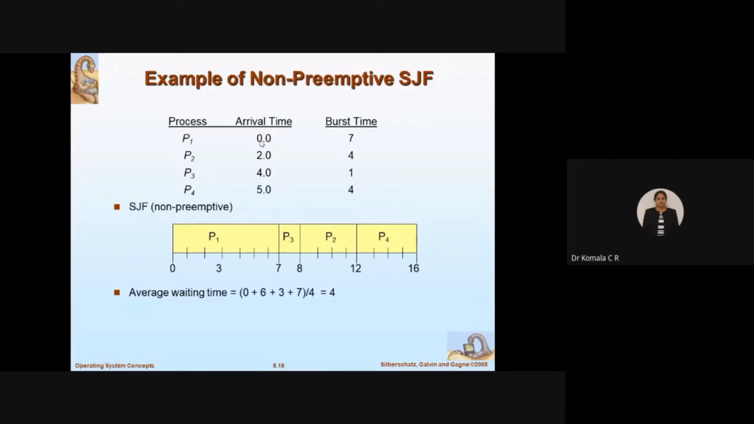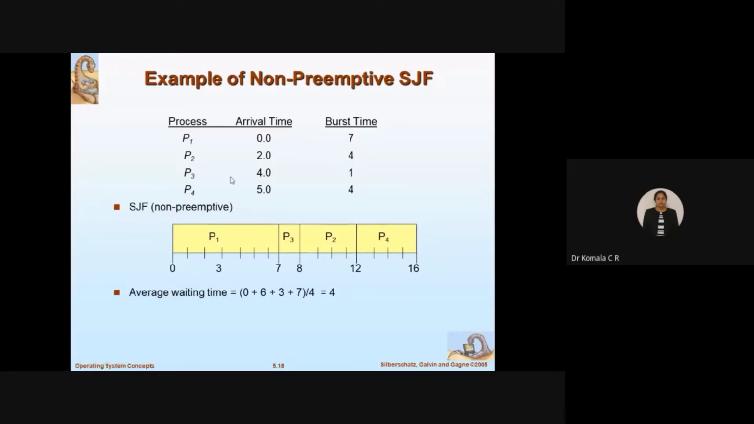Initially, I start at 0 seconds. Which job has arrived? P1 has arrived, and at that instant no other jobs have arrived. So I will start with P1. Once I start P1, I will not preempt or postpone it, I will complete it. How much time does it require? 7 slots. So at the end of 7 slots, I am done with P1. Which processes remain? P2, P3, P4. Among these 3, don't worry about the arrival time first. Check the burst time.